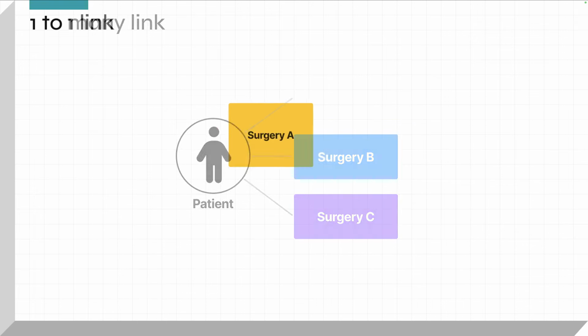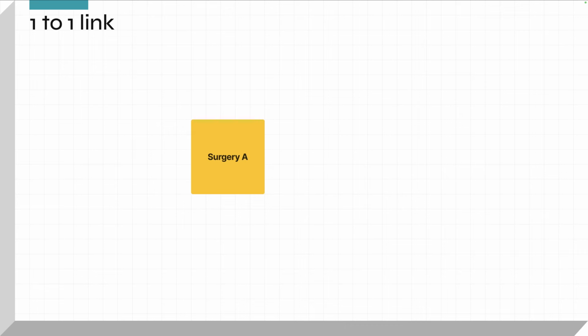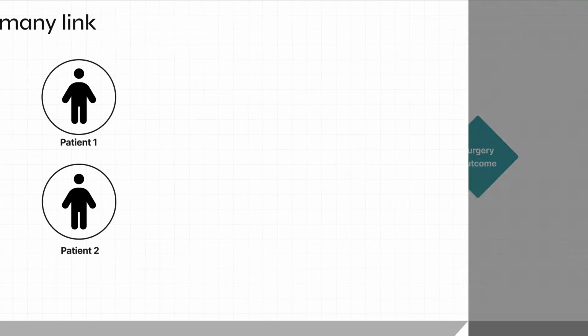Now let's talk about a one-to-one link. So now we have surgery A. A has some sort of surgery outcome. Now, a surgery outcome is going to have properties such as what was the patient's satisfaction, what was the recovery time, and there's only going to be one surgery outcome per surgery. On the other side, one surgery outcome only resulted from one surgery.